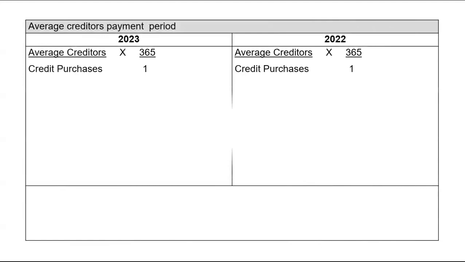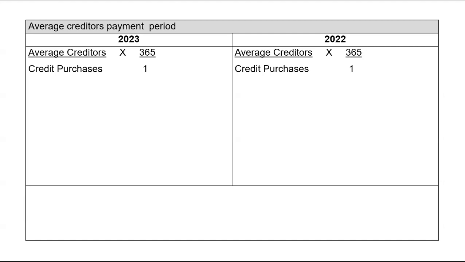And your creditors payment period will be calculated by taking your average creditors and dividing them by credit purchases. Your average creditors here will be your trade and other payables for the current year plus trade and other payables for last year. So it's the opening balance of trade and other payables plus the closing balance. You find the sum and then you divide it by 2 or times it by half. It's totally up to you which one you will follow.